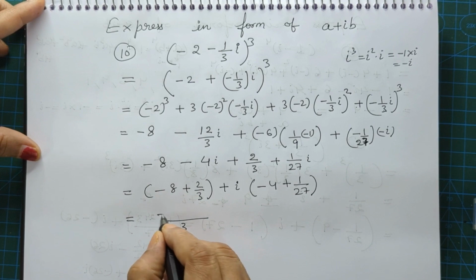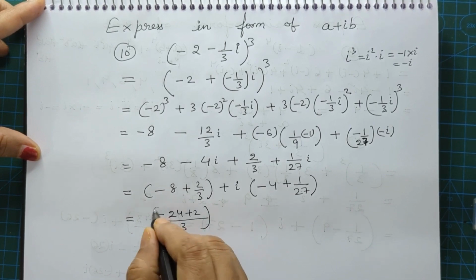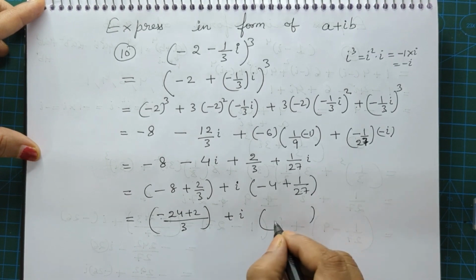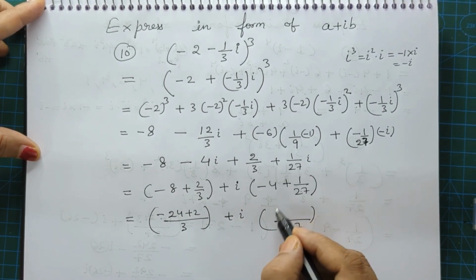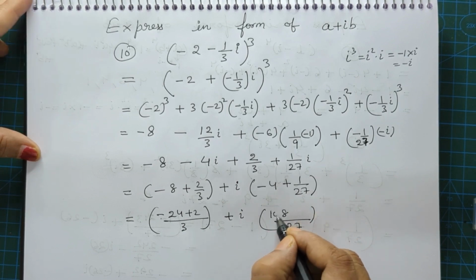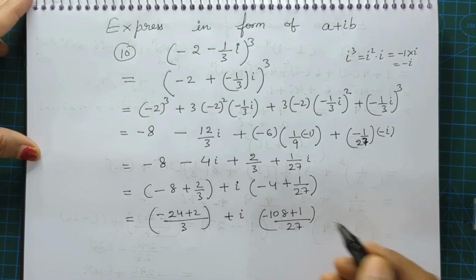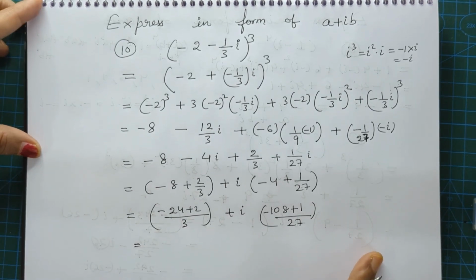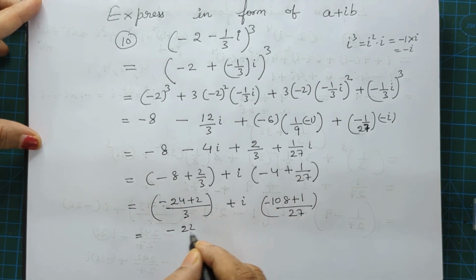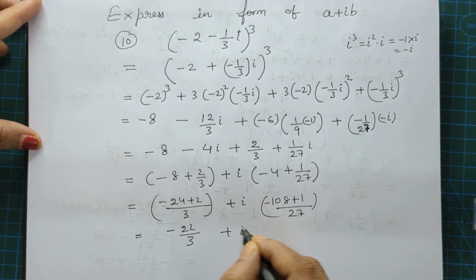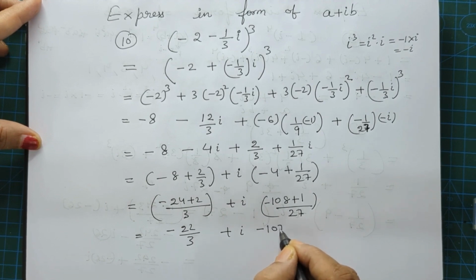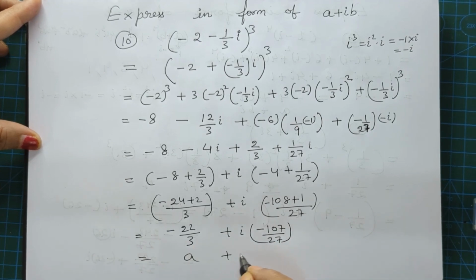The LCM is 3: negative 24 plus 2. The LCM here in the denominator is 27, and here we get 4 times 27: 7 4's are 28, 2 in hand, 4 2's are 8, 10, minus, okay, plus 1. This turns out to be negative 22 by 3 plus I times negative 107 by 27. This is in the form a plus ib. A is negative 22 by 3, B is negative 107 by 27.